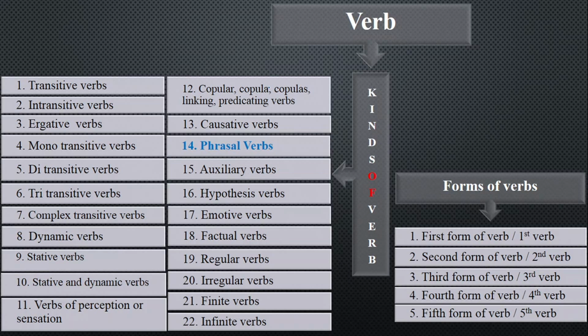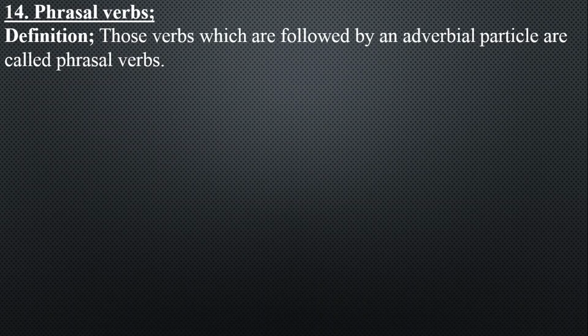Today we are going to discuss the 14th kind of verb that is known as phrasal verbs. The definition of phrasal verb is those verbs which are followed by an adverbial particle are called phrasal verbs. Keep in your mind, a lot of students I've seen define it as those verbs which are followed by a preposition. That is not a preposition. That is an adverb particle. What is an adverb particle?